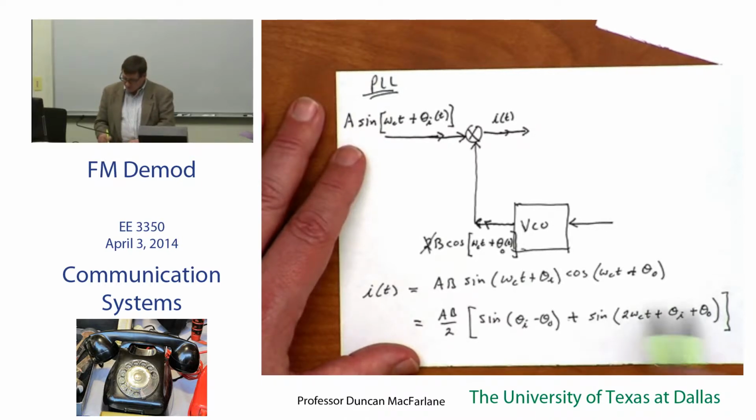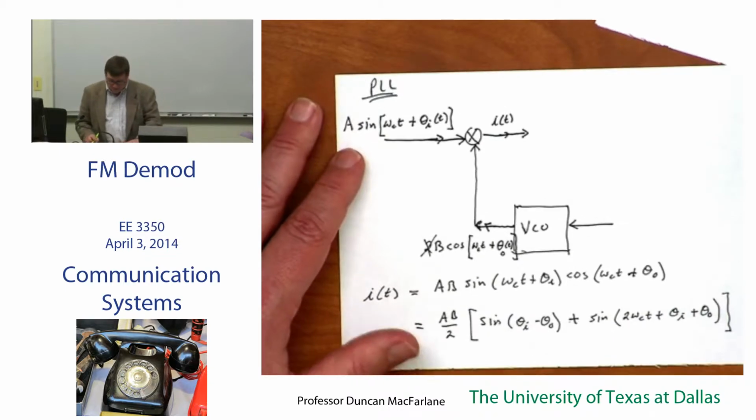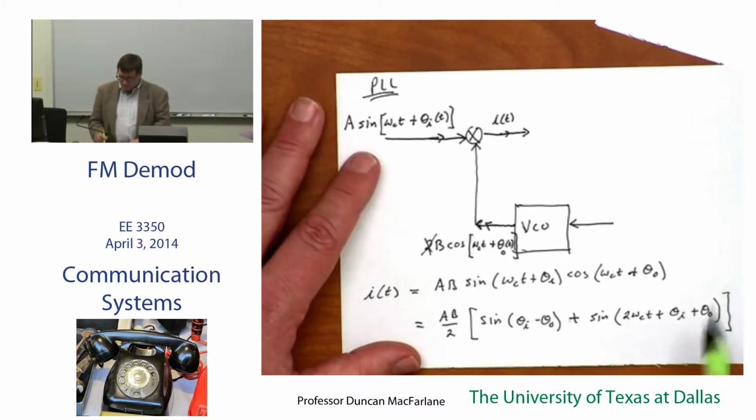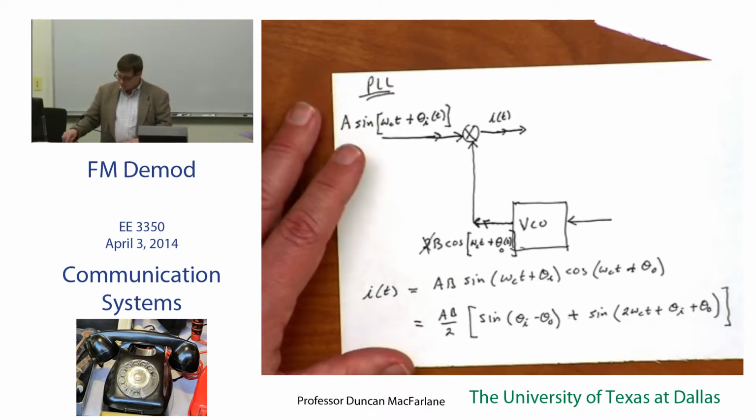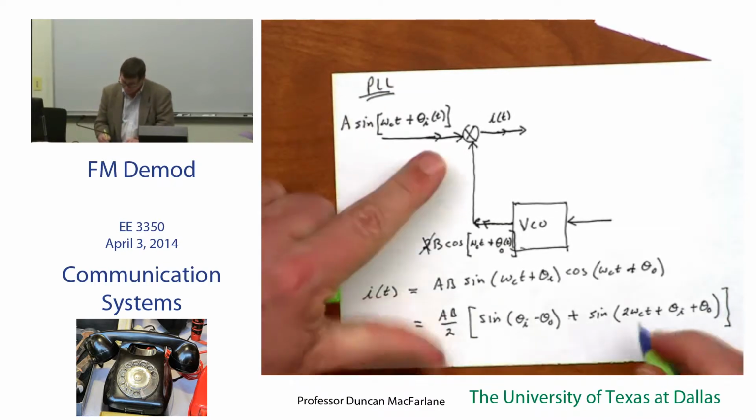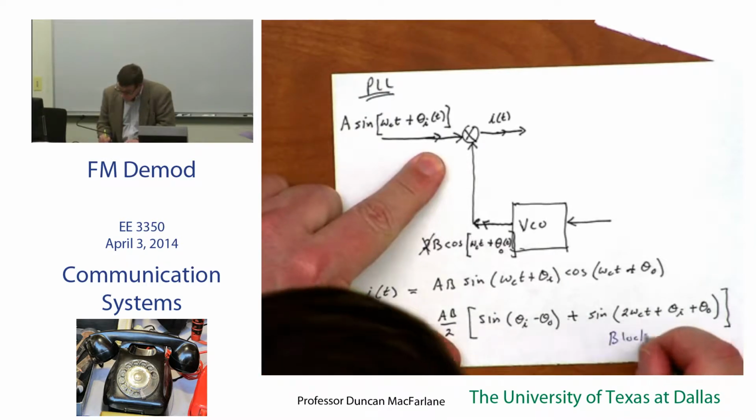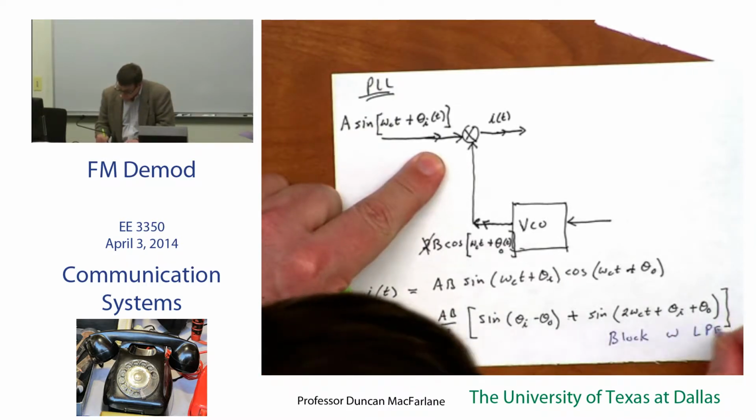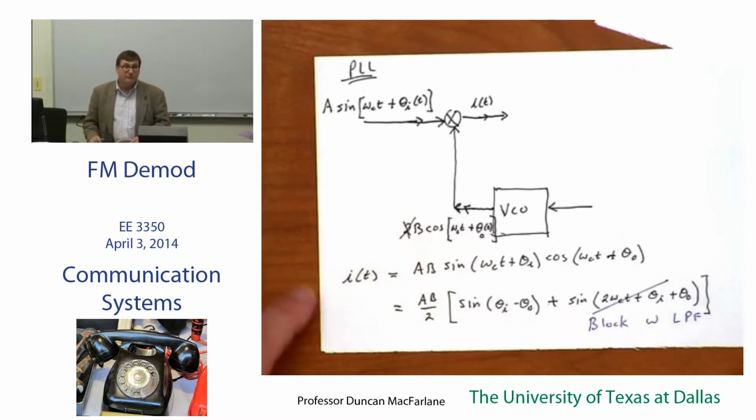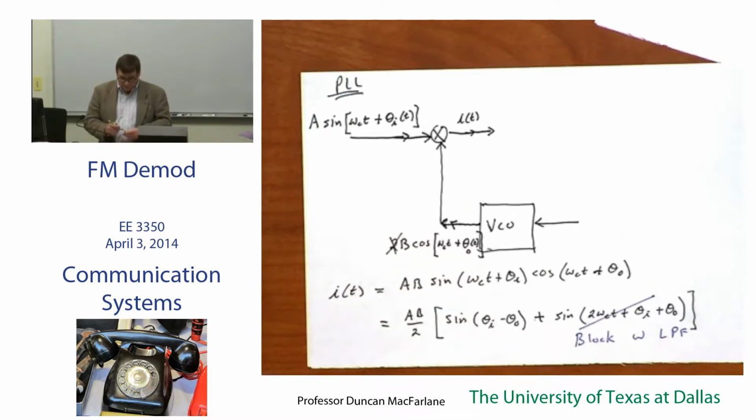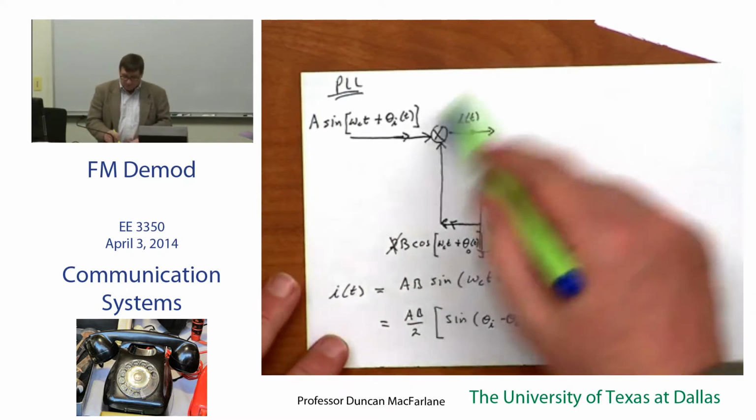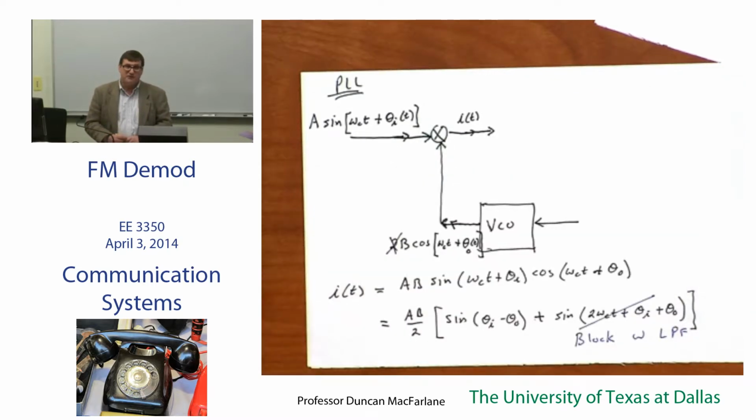And then I've got this other high frequency term that, well, frankly, it doesn't do much for me. I've got a plus of the two phase shifts, and I've got twice the frequency. So just being real biased, what do I want to do with that? I want to do a low-pass filter to get rid of it. Block with low-pass filter. Okay? And that tells me something very real then about what to do next in my loop. Right?